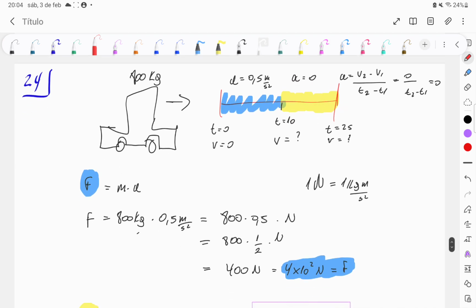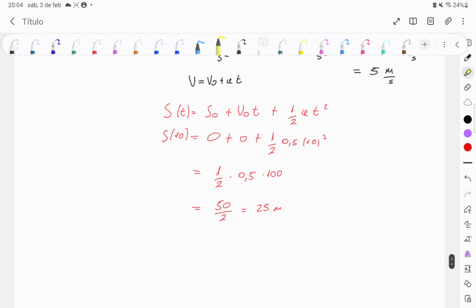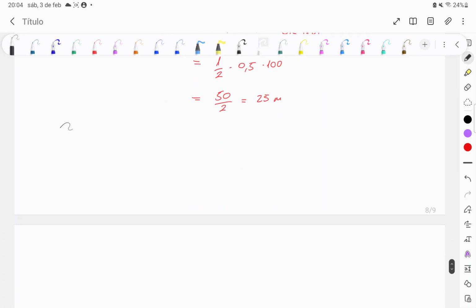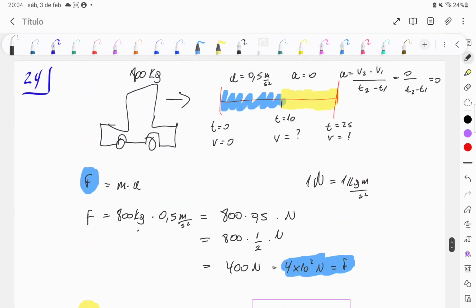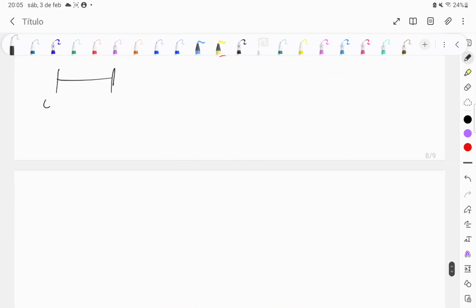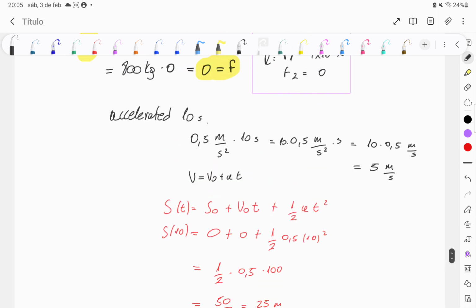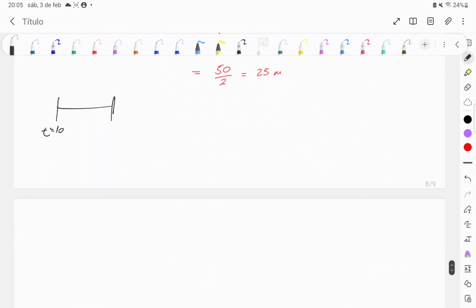So we have to define again, like we're going to take only this part of the line, so we can analyze that. By drawing only that part of the line, we have this, where it starts at t equal to 10, and it ends at t equal to 25.